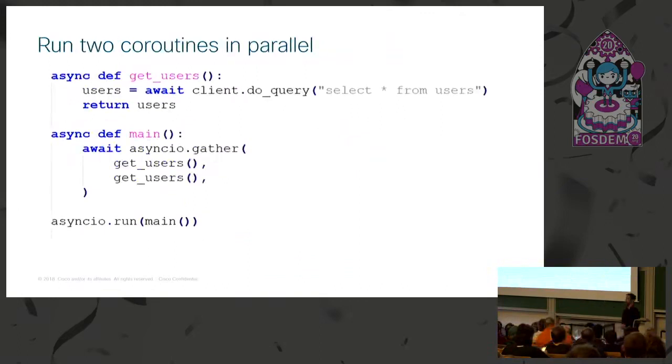This one. Gather can take as many functions as you want. It takes them as positional arguments. You can pass as many coroutines as you want together.